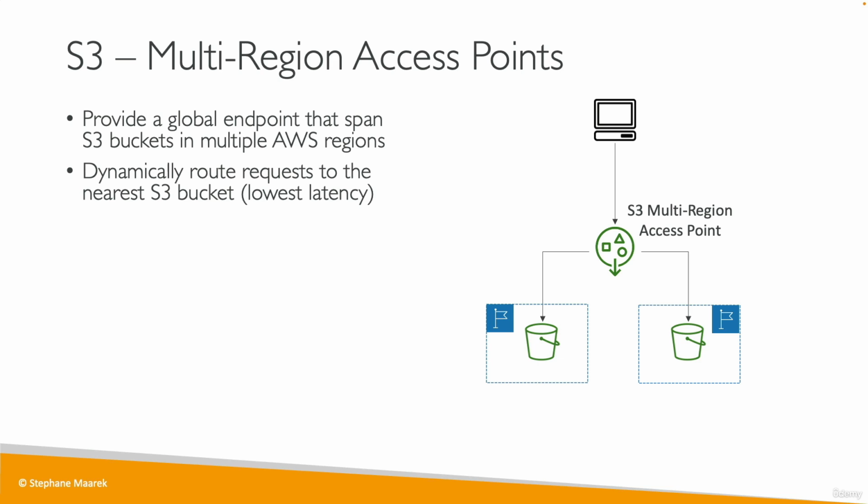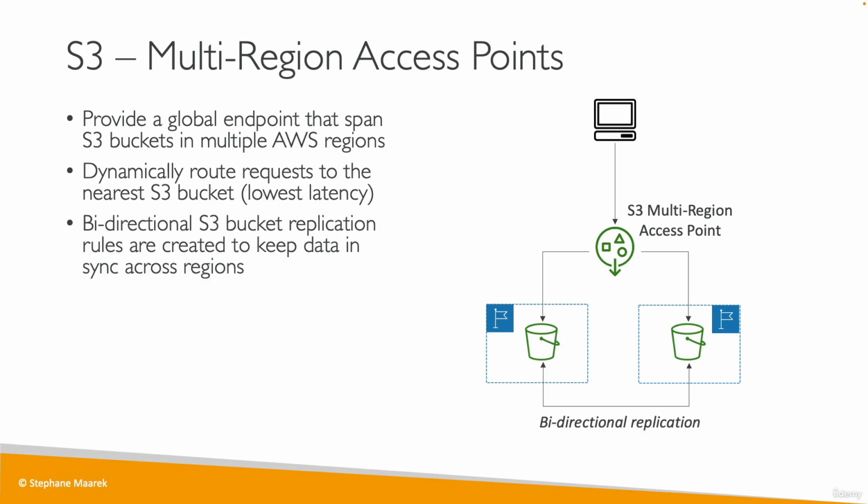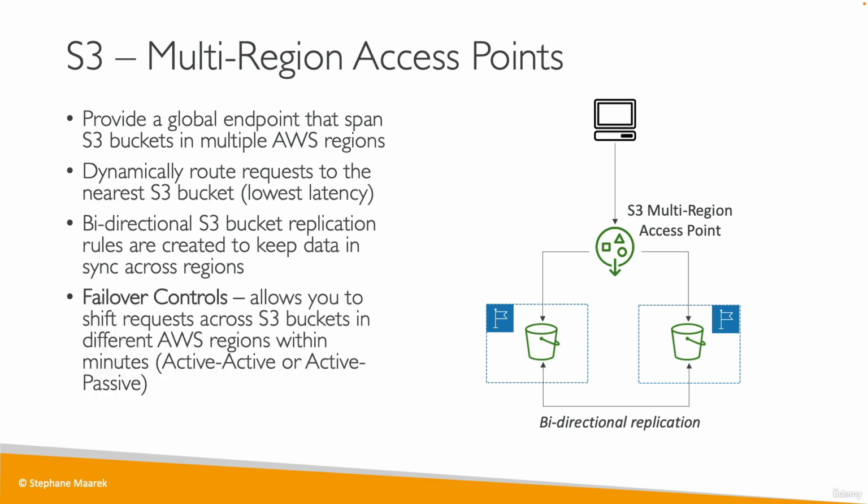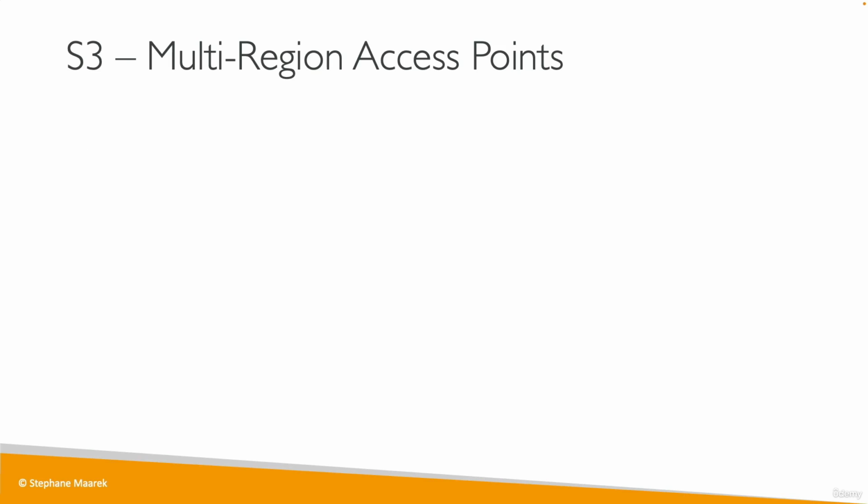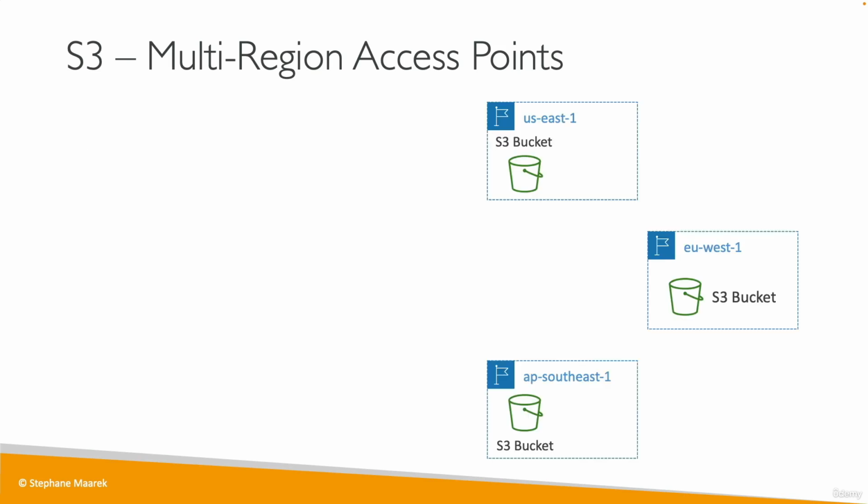And to make sure that the data in all the S3 buckets are equal, you have bidirectional replication. So the data is replicated from one bucket to the next and vice versa. This way, all your regions are synchronized. And we'll see as well, we have failover controls. So it's possible for us to define all buckets as active, or to have some buckets as a backup, so as passive, so that when we fail over, if there's a region problem, then we can fail over to the passive buckets. So let's have a look at an example with three regions.